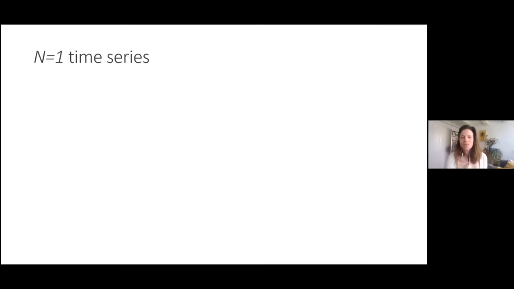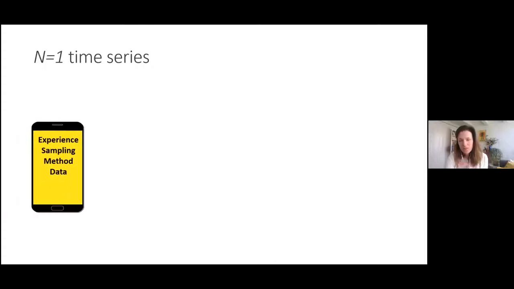NS1 time series analysis, or this method. We need to collect ESM data to be able to do these types of analysis. So around 50 to 100 assessments per individual are needed to assess associations, in our case, of well-being and social media use at the individual level. So experience sampling method data.